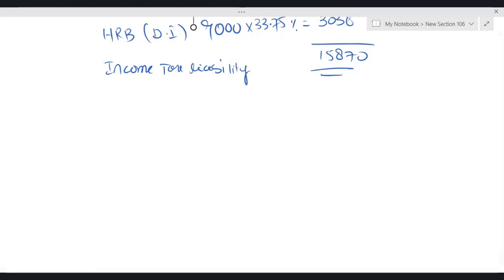Exempt income is, let me check the internet. Change the internet. It is changed. Great. We have a backup internet. Fine.